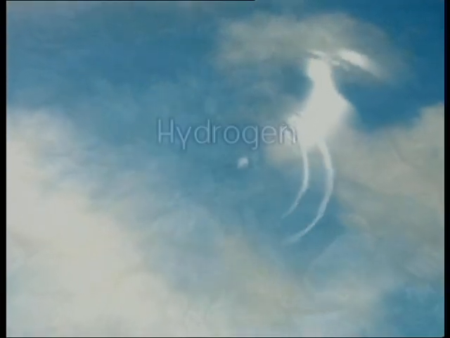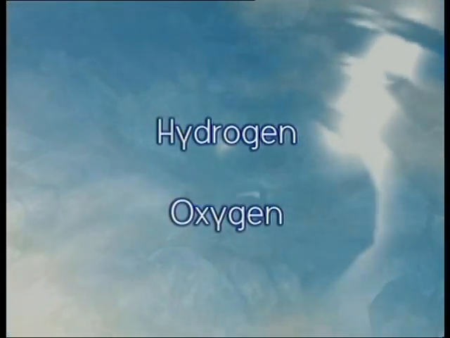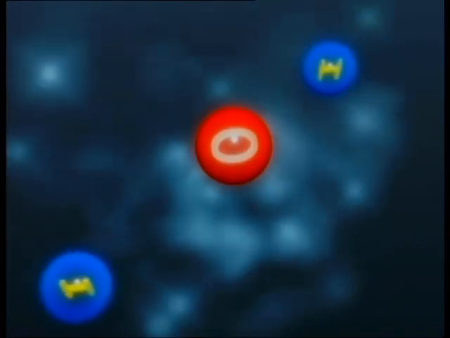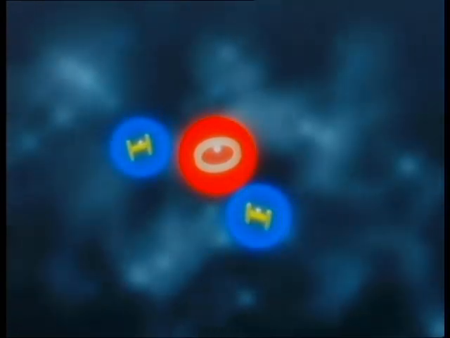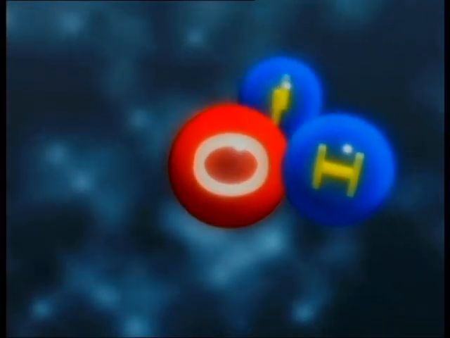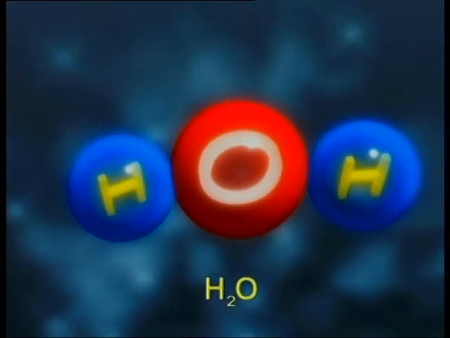Water is actually a compound made up of hydrogen and oxygen. A water molecule consists of two atoms of hydrogen and one atom of oxygen. Hence, water is often referred to as H2O.